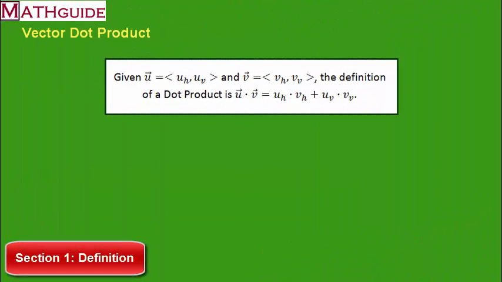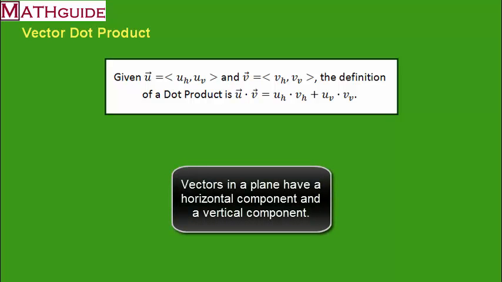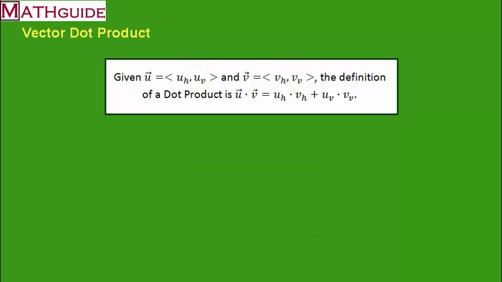Let's talk about the definition of what a dot product is. In order to understand this definition, you first have to understand a little something about vectors. Vectors in a plane have two components. They have a horizontal component and a vertical component. So that's what these little subscripts mean. So for our first vector u, you could see that it has two parts. It has the horizontal component and it has the vertical component. And I have another vector v with the same thing. It has a horizontal and it has a vertical component.